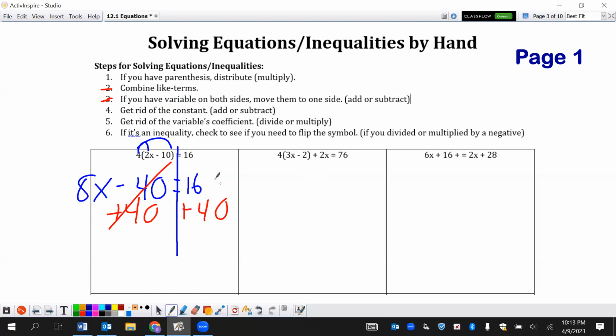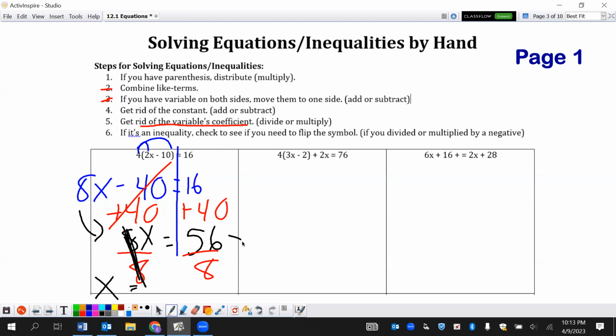Now I'm going to add those two numbers. 16 plus 40 is 56. Bring down the 8x. And then step 5 says get rid of the variable's coefficient. So the 8 is the variable's coefficient. I'm going to divide it on both sides. 8 divided by 8 is 1. So that's why I only have 1x equals, and then I divide these numbers. 56 divided by 8 is 7.